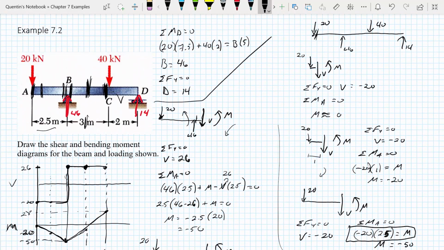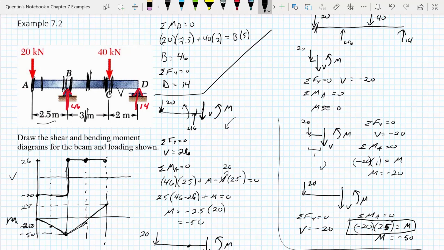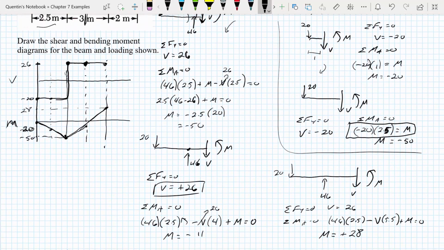Now if you take it just on the other side of this, let's come in here. Now we have 20 coming up, 46. Now we have 40. Then you could have a V and an M. If you take your sum of your forces in y equals 0, it tells me V in this case is going to be, it's back to minus 14. Minus 14. So this is going to drop to here.